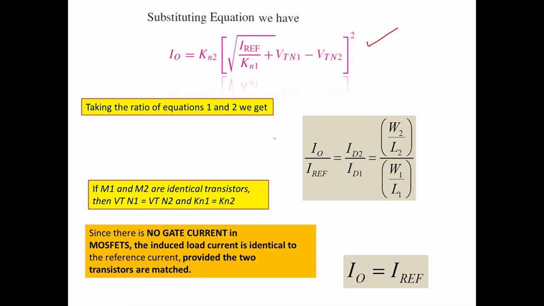See here, they have found the ratio, because I want to equate I0 equal to IREF. So I'm assuming that both are working in the saturation region, both are identical transistors, all values are equal. That is, the threshold voltage VT and the physical parameters are all the same, so all will be cancelled. The width by length ratio is also the same, so both will cancel. So I can write I0 equal to IREF.